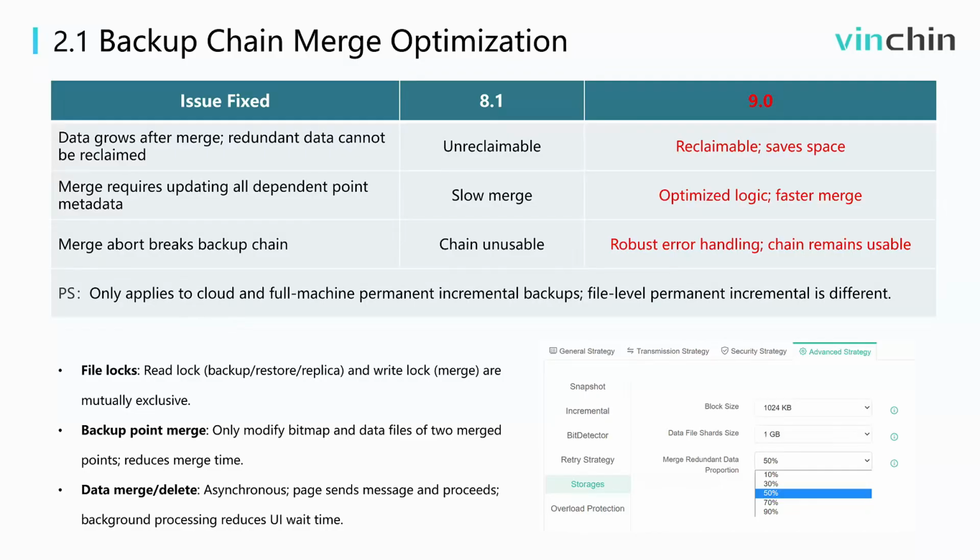File level permanent incremental is different. And here for the file locks, read lock and write lock are mutually exclusive. And for backup point merge, only modifying the bitmap and data files of the two merged points reduces the merge time. And for the data merge and delete, the UI sends the message and the system proceeds with background processing, which reduces UI wait time.